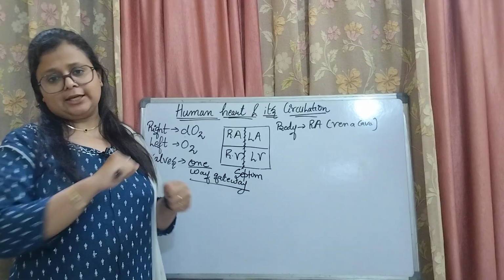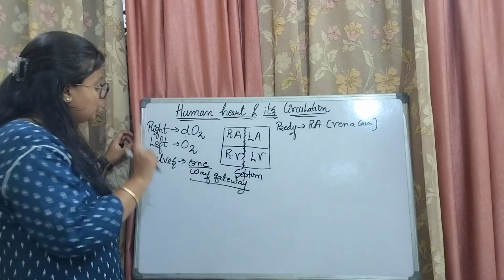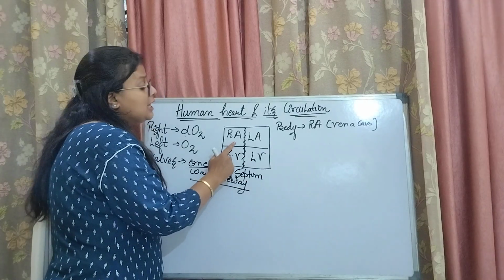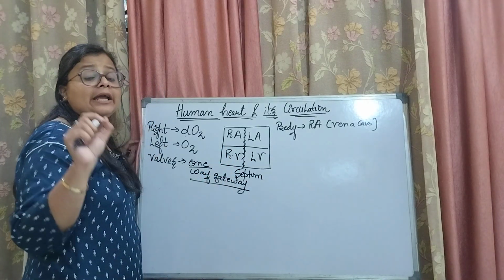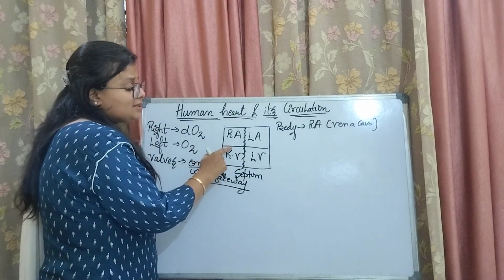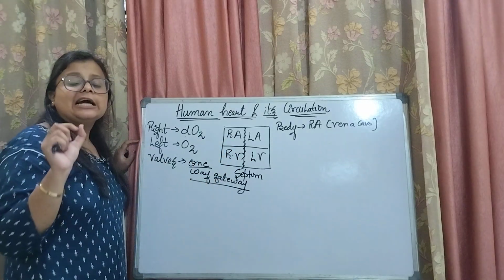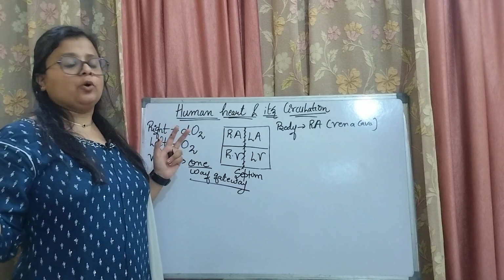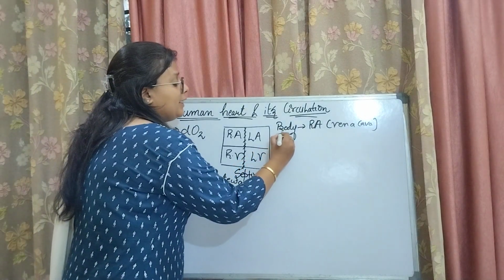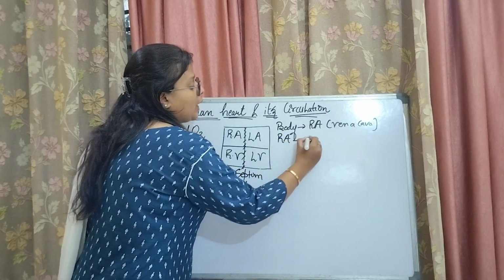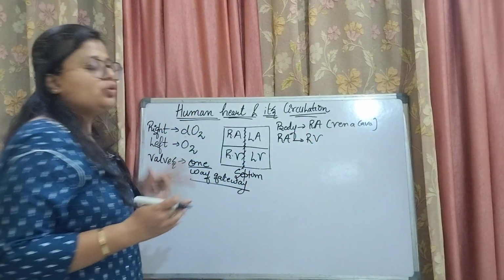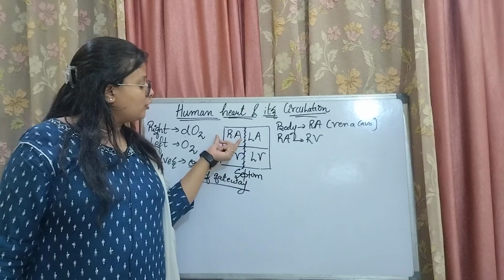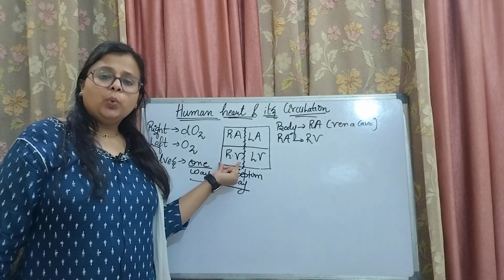There is a lot of pressure in the right auricle, and as I told you, the valves are present. There is one valve between the right auricle and right ventricle. What is that valve present between the right auricle and right ventricle? That is the tricuspid valve. So due to the pressure, what happened? This valve gets open and the blood enters from the right auricle to the right ventricle. Okay, so due to the pressure, the tricuspid valve is opening and the blood is entering from right auricle to right ventricle.